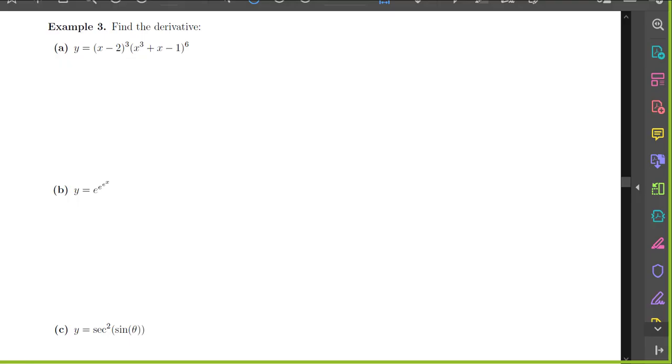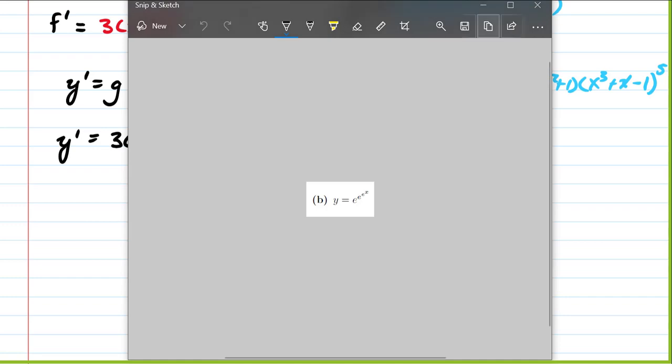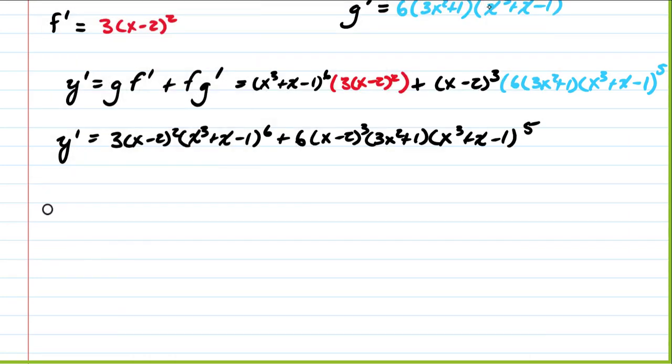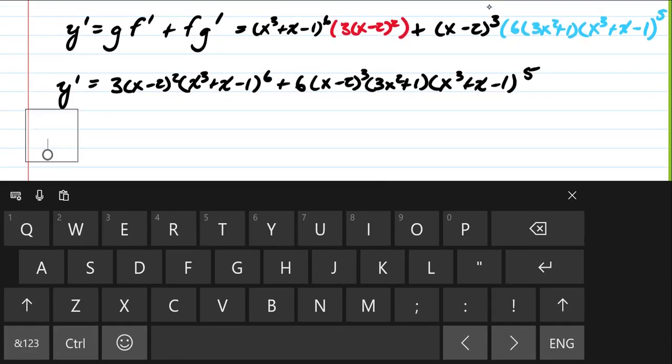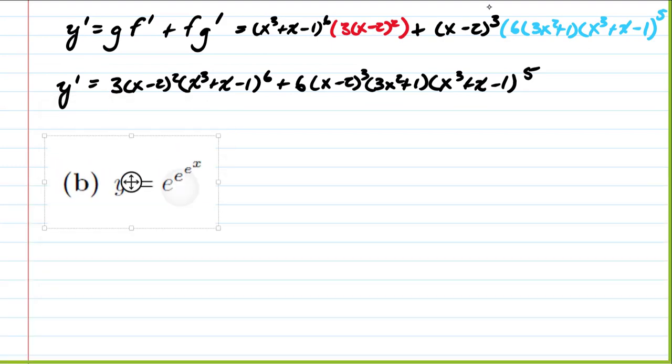All right, example B is probably my favorite derivative in the history of the universe. And I have no idea why this derivative makes me so happy, but it does. So the first thing we're going to notice is it looks a little different than some of the ones we've seen so far. So I have y equals e raised to the e, which is raised to the e, which is raised to the x. So we have e to the e to the e to the x.